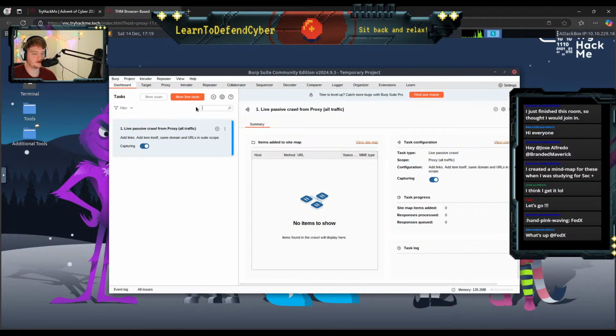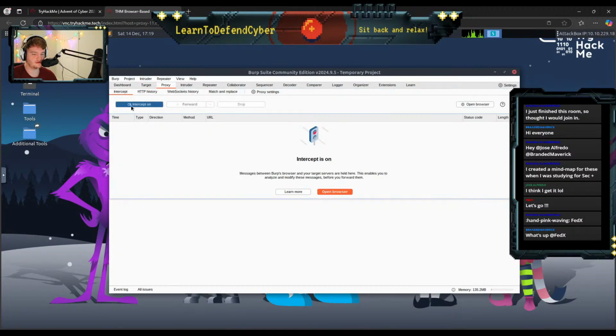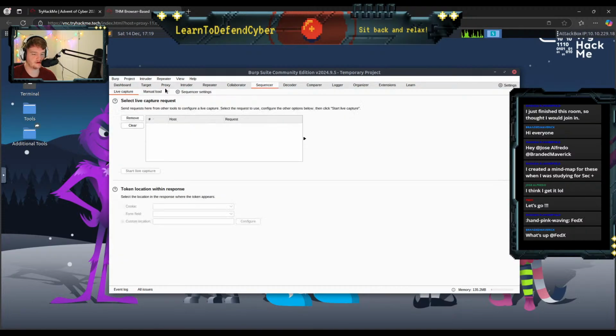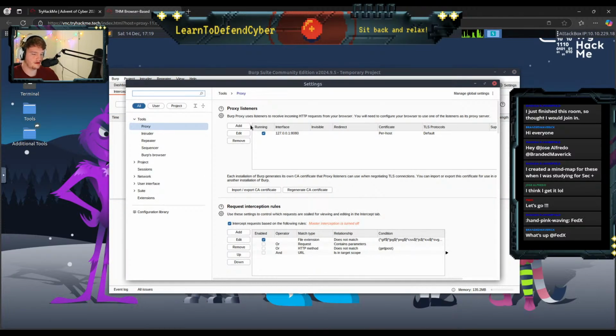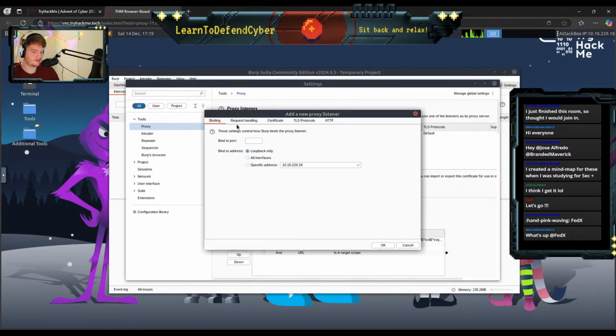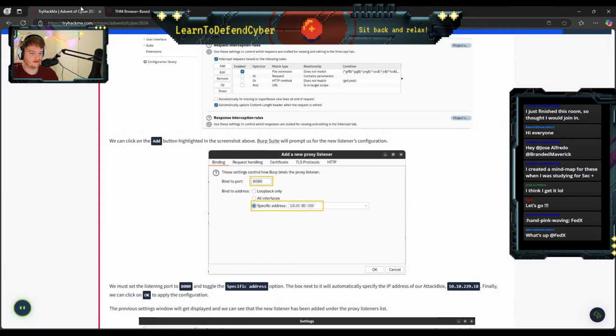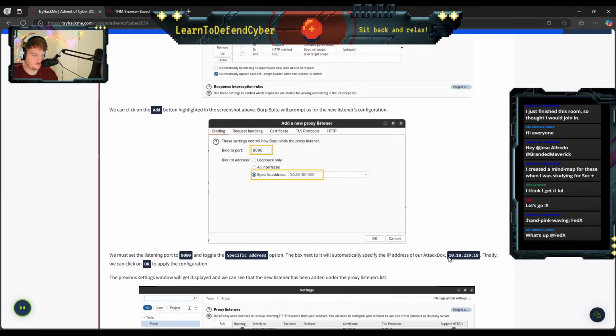Okay, we don't care about the new settings. Let's go to proxy, turn that off, go to the proxy settings if I don't misclick. Alright, and add a listener. Bind to port 8080 because that is the port that we are using by default. And add our IP address in it. They give it to us.